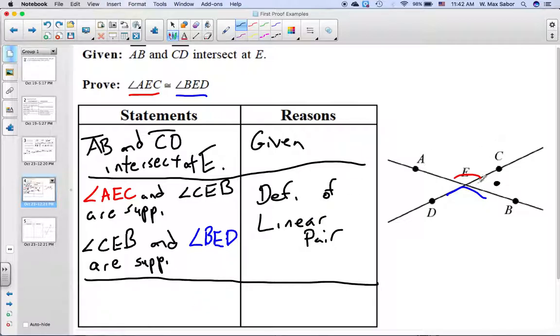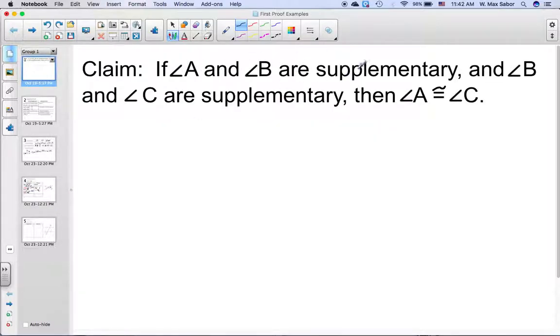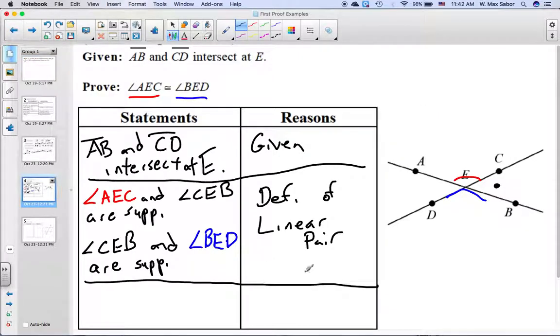The last statement was from here, that if two angles are supplementary and a third angle is supplementary to one of them, then it's congruent to the first thing. So here, they're supplementary to the same angle. So that means that AEC is congruent to angle BED.